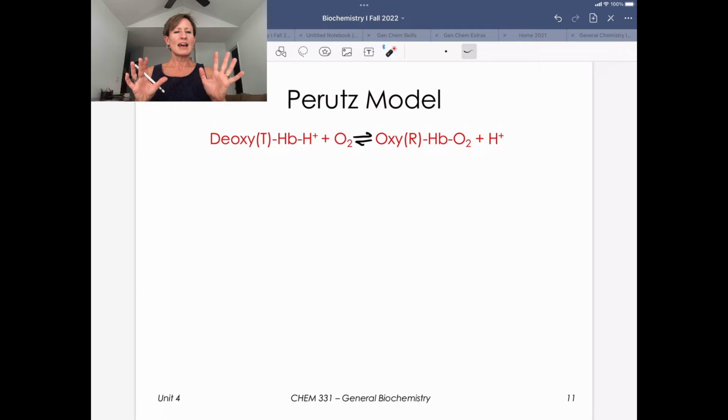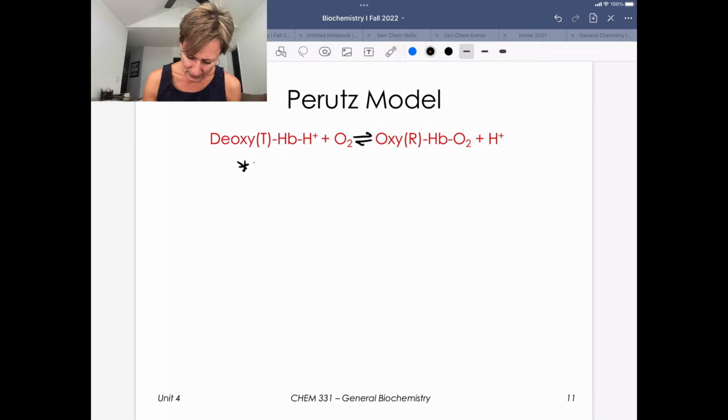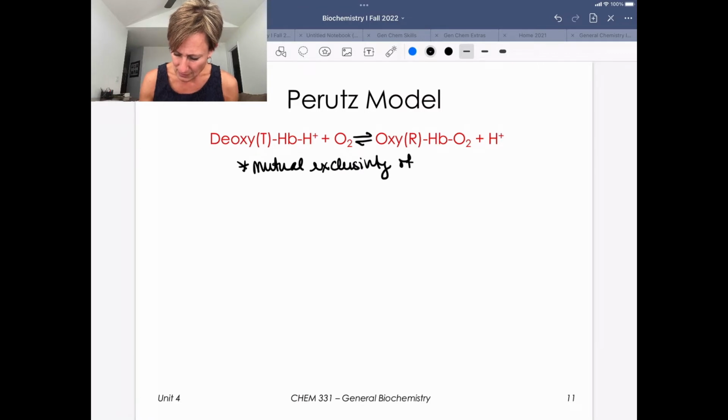And what this kind of shows us, and I'm going to write this down first and then we'll talk about what this means, is I want you to think about, and this is just a model to help us think about this, that there's a mutual exclusivity with the binding of either oxygen or protons to hemoglobin. So there's a mutual exclusivity of binding oxygen and protons.